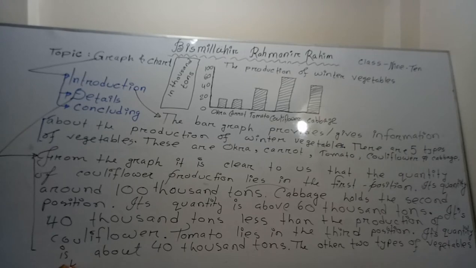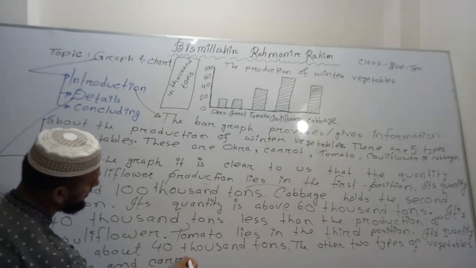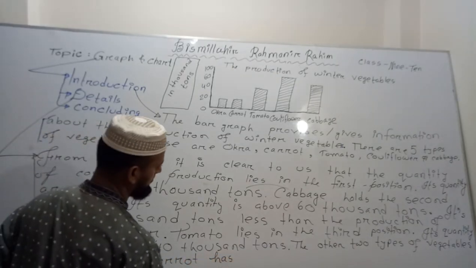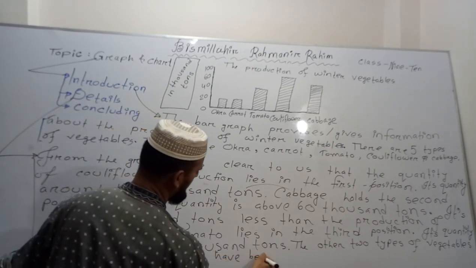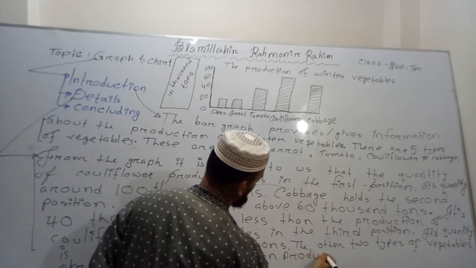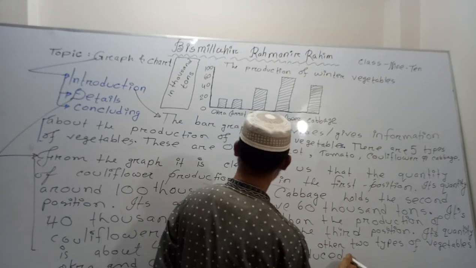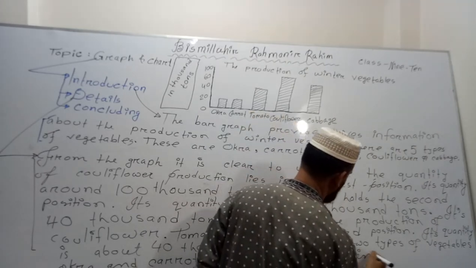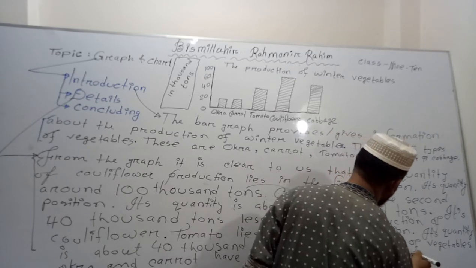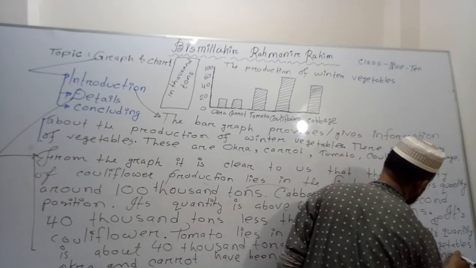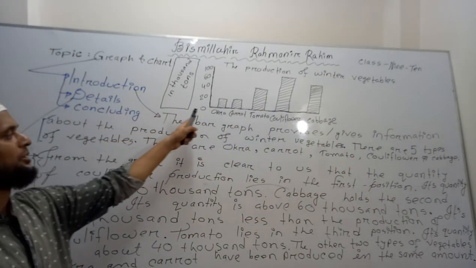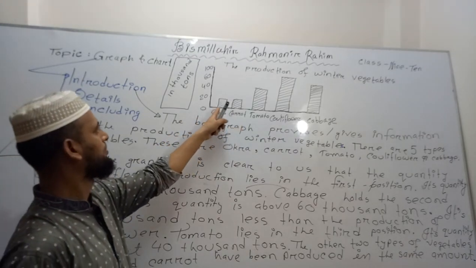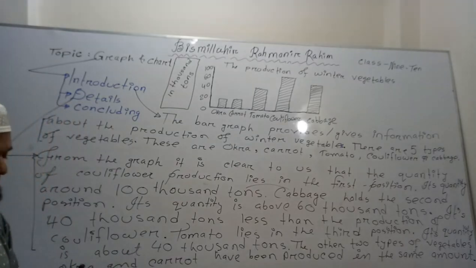The other two types of vegetables are okra and carrot. According to the graph, we can see that okra and carrot have been produced in the same amount. Yes, dear students.